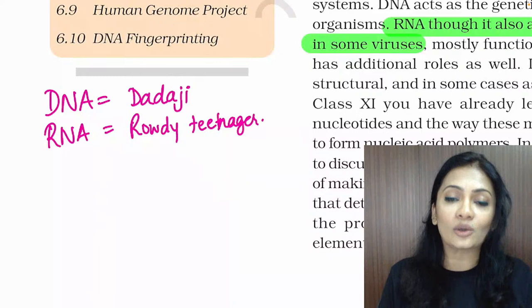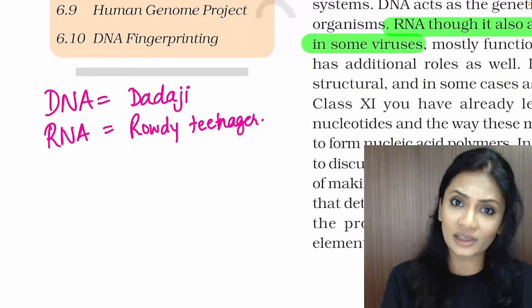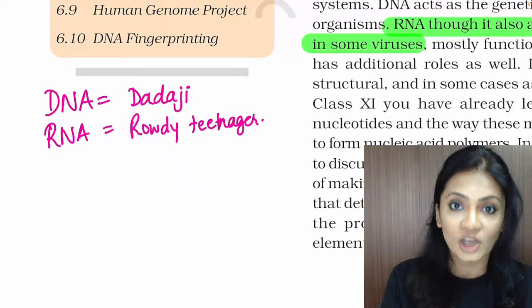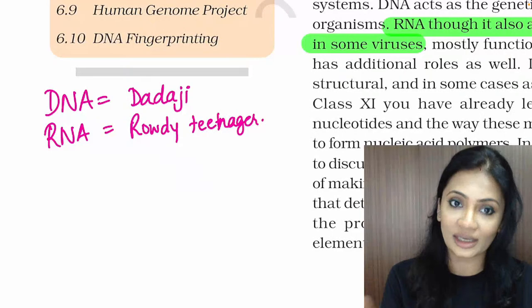Dadaji is the one who is going to be storing the information. The RNA is the one who is going to be taking the information from here and there, because that's what a teenager does. Can you trust a teenager with all of your bank balance? No. You will trust Dadaji. So Dadaji is going to have all your genetic material. But carrying information from Dadaji to other places, that you can give the teenager. Otherwise, what will he do in life? Fine. So DNA is Dadaji, RNA is your rowdy teenager.